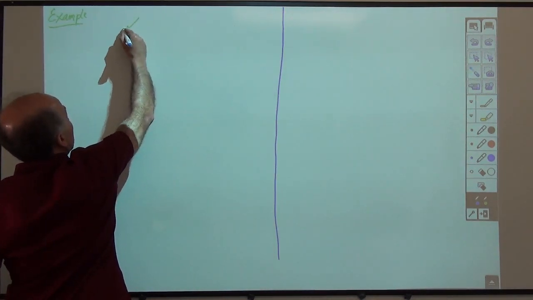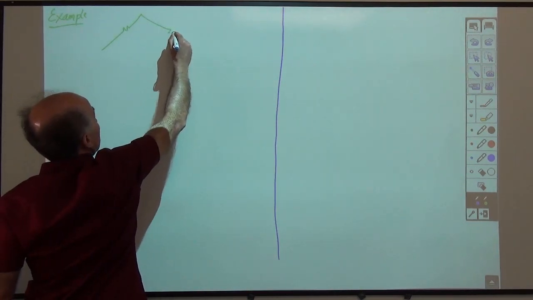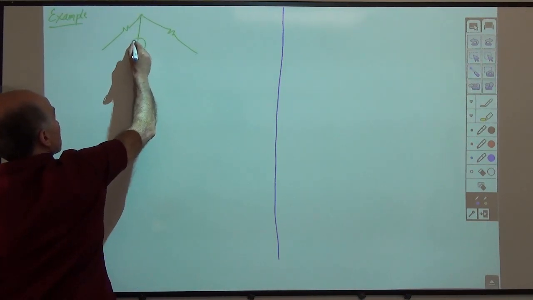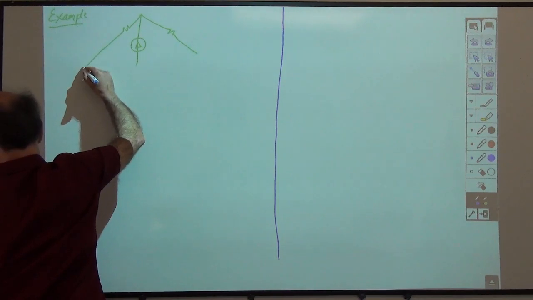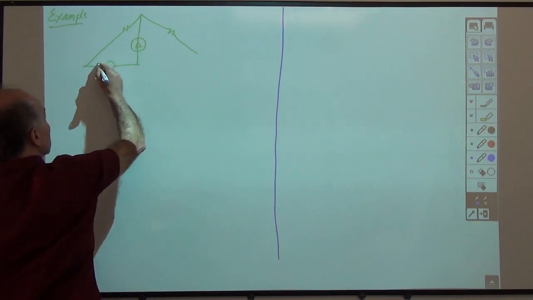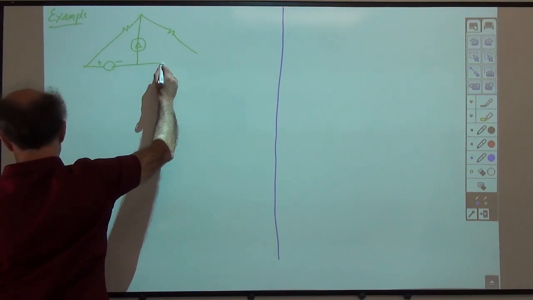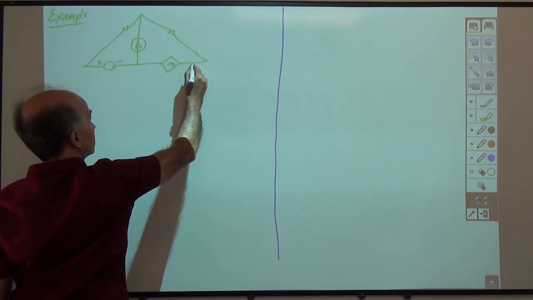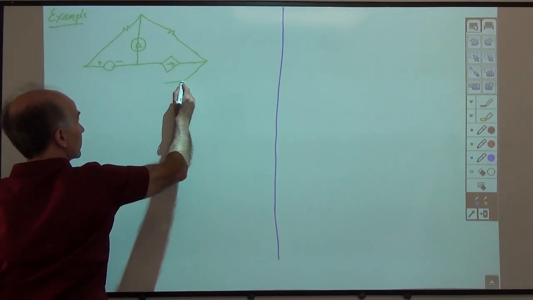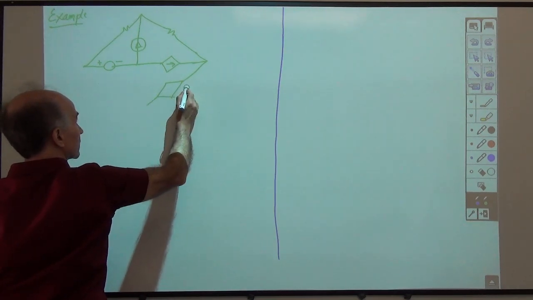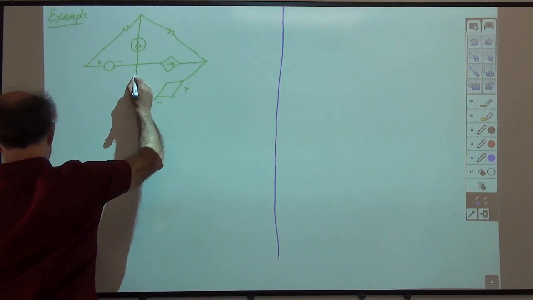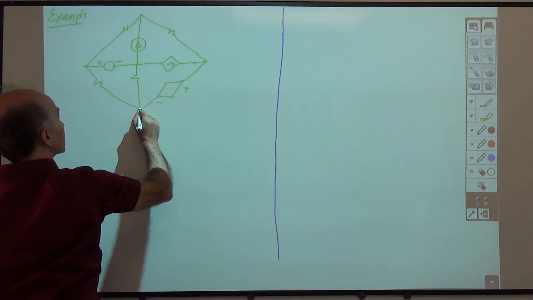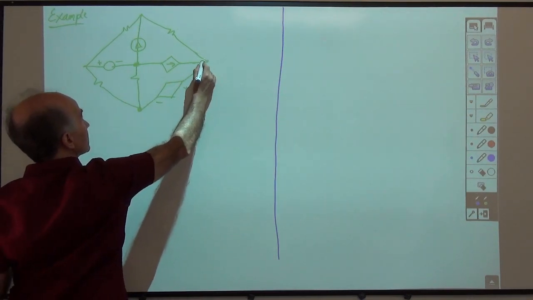So we have a resistor on this side, a resistor on this side. Then we have a current source going up. Then we have a voltage source like so. Then we have a dependent current source like so. Then we have a dependent voltage source like so. And then we have a resistor here, and then we have a resistor here. Okay, so these are all the connections.